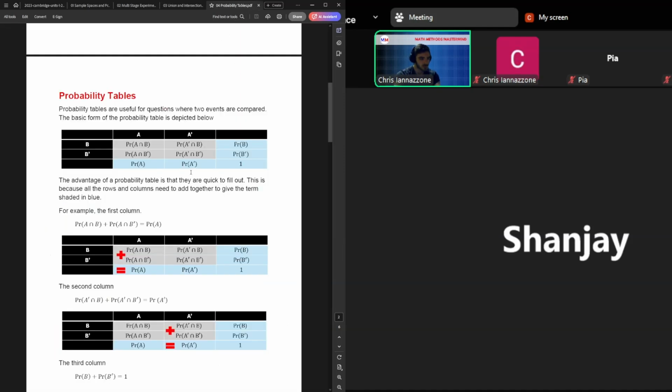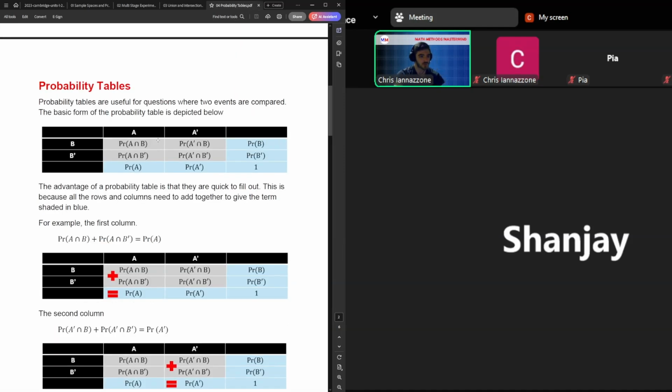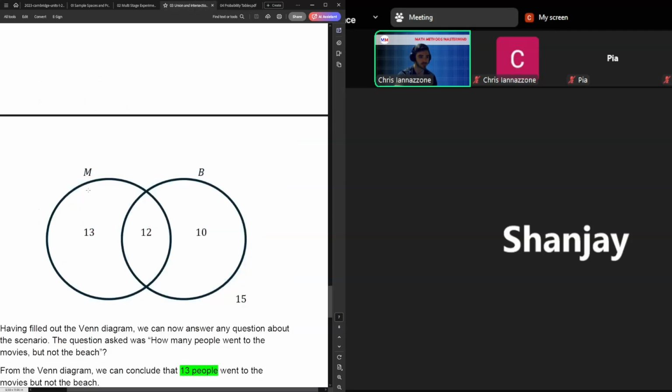The way this one works is it's typically best for intersections, because all the information, as you can see in here, the vast majority of it is intersections between the two events. So you're going to have two events, A and B, whatever they describe. In this case, it could be movies and beach.